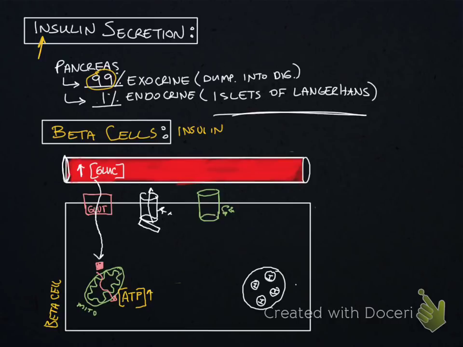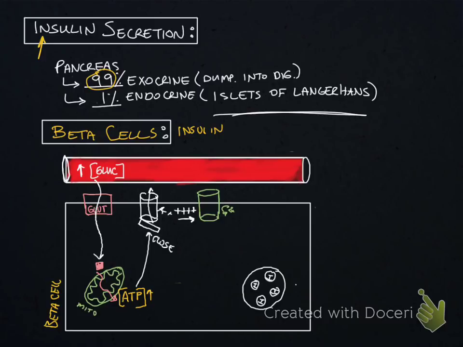And as concentrations of ATP rise, they will shut off this channel. They close this potassium channel. That's going to change the membrane potential of this beta cell. It makes it more positive, because potassium has a positive charge. So as potassium builds up in the cell, the membrane potential of the cell becomes more positive.